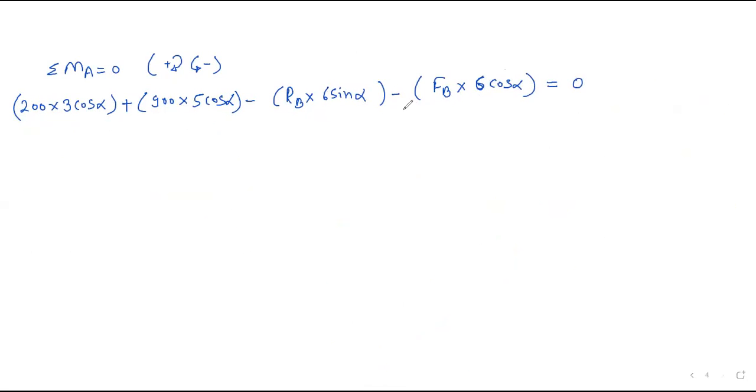Which is equal to 0. Okay. So if you do some calculation, you will get one equation. So let it be as it is. Keep it as it is, we will see what to do with it later. Now alpha is also unknown, RB is also unknown, and FB you can calculate now.